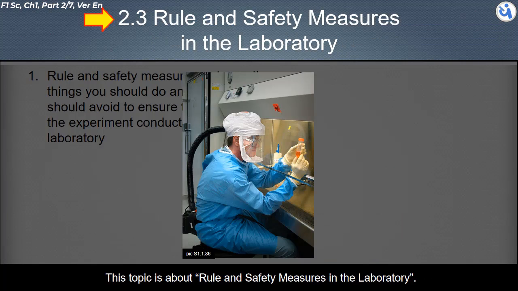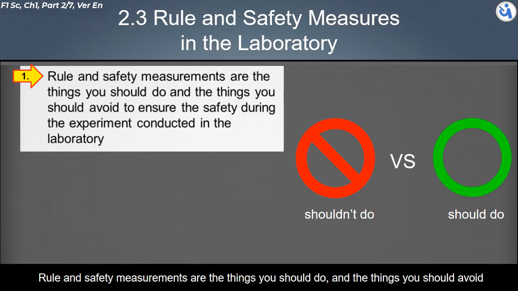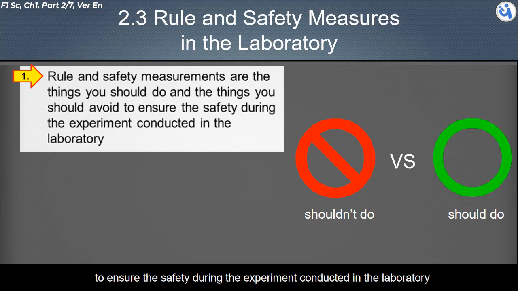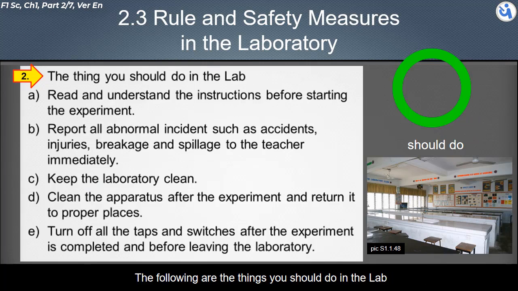This topic is about rules and safety measures in the laboratory. Rules and safety measures are the things you should do and the things you should avoid to ensure safety during the experiments conducted in the laboratory. The following are the things you should do in the lab.